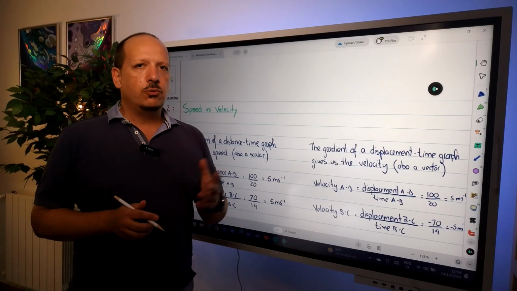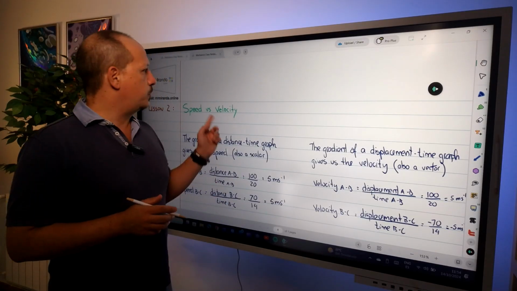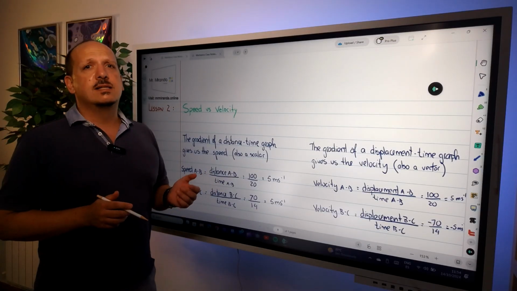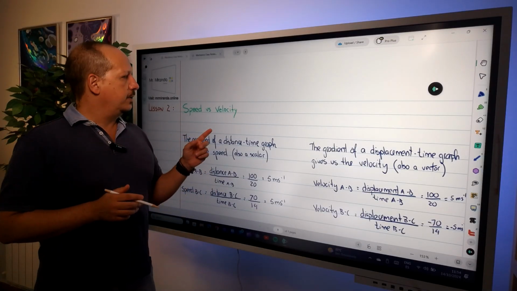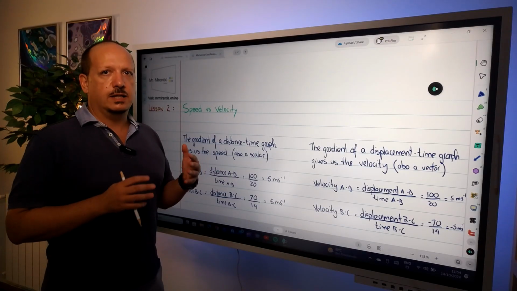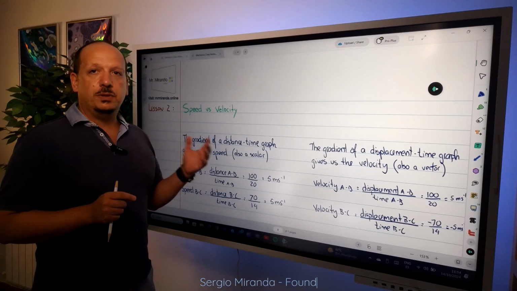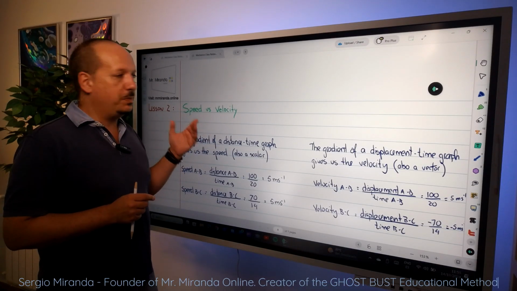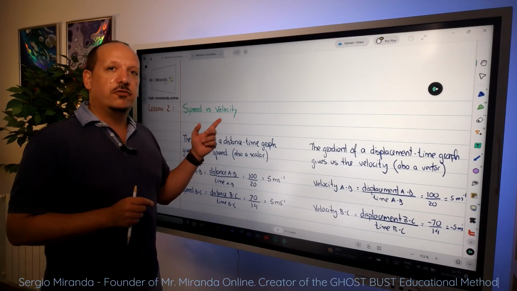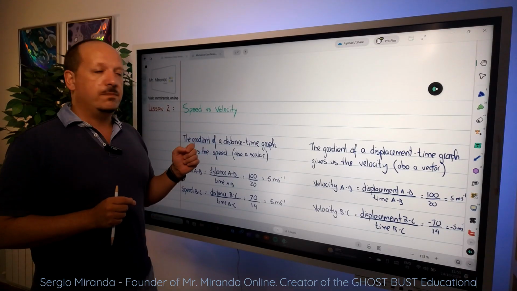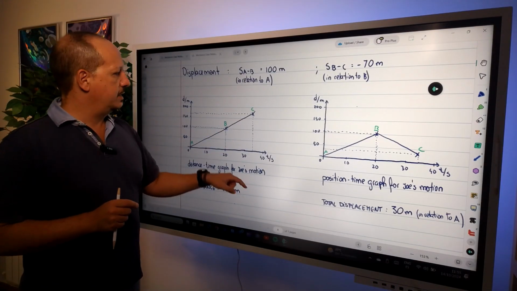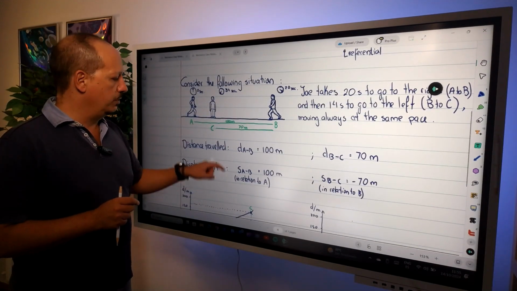In our second lesson, we're going to see the difference between speed and velocity. Similar to distance and displacement, speed and velocity are very closely linked, but they are different. You already guessed it: one of them is a scalar, which is speed, and the other is a vector, which is velocity. We're still going to use the example I mentioned in the previous lesson, the example of Joe's motion.